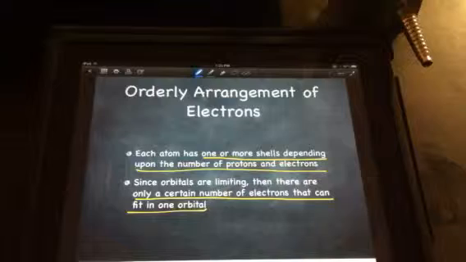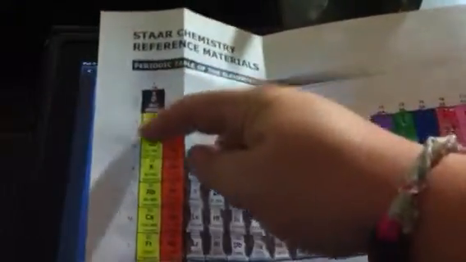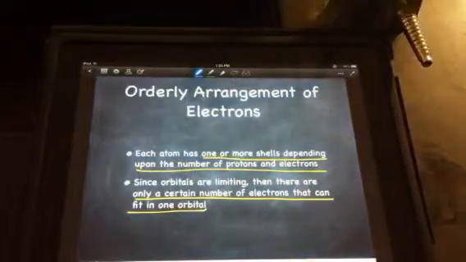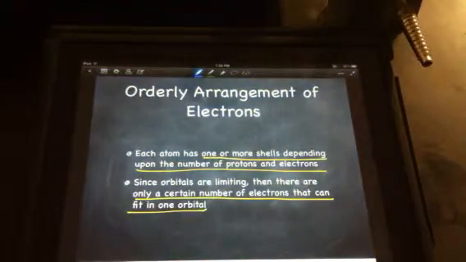So, each atom has one or more shells depending upon the number of protons and electrons that are there. And when we talk about shells, oh yeah, there's the periodic table again, we're referring to the rows. Every time that I go down a row, I'm adding another shell. Okay? Orbitals are limiting. There's only a certain number of electrons that can fit into an orbital.